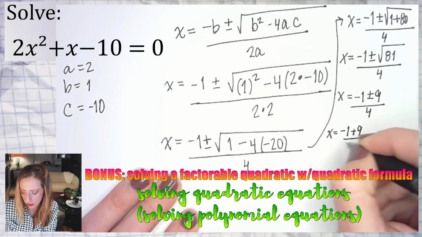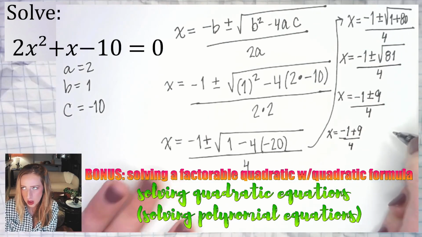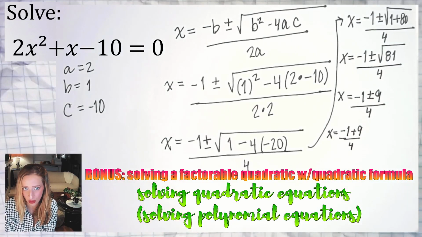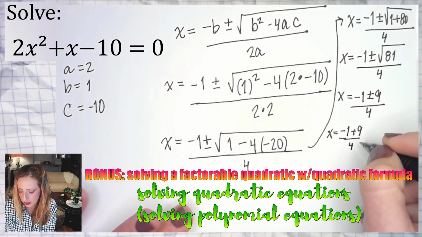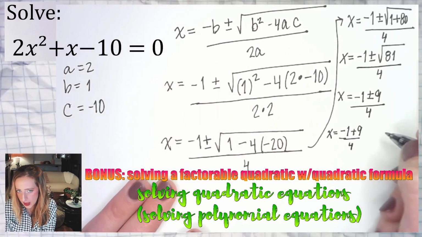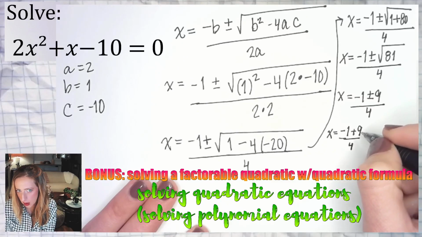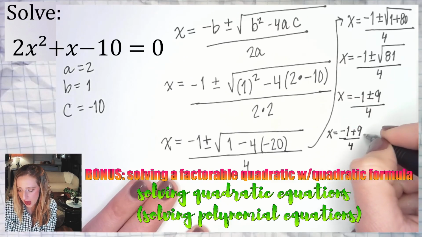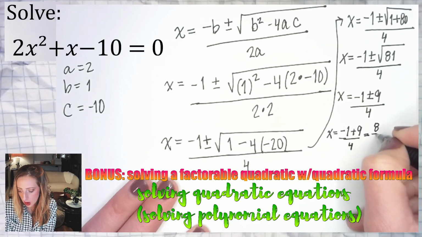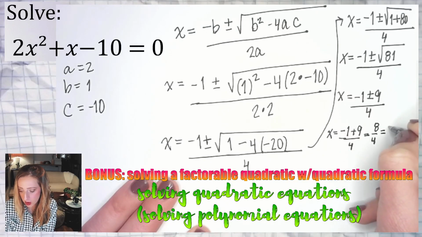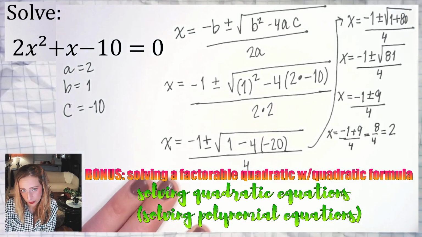This is what I mean whenever I say this is two formulas in one. Usually we just leave it because you can never fully simplify it. Here we're not going to leave it. Negative 1 plus 9 is the same as 9 take away 1. That equals 8 over 4, which equals 2.